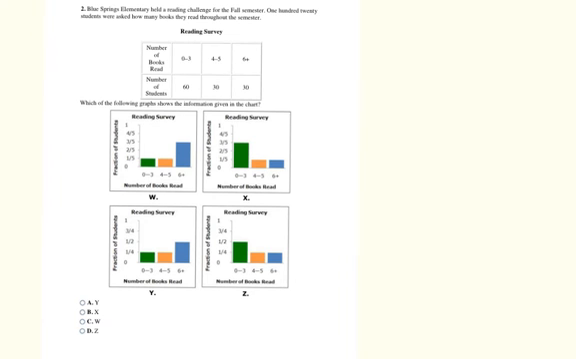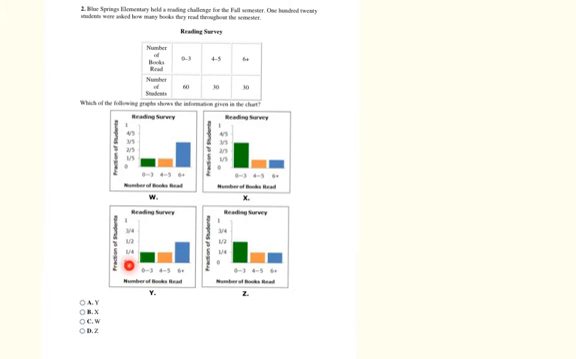This problem here says Blue Springs Elementary held a reading challenge for the fall semester. 120 students were asked how many books they read throughout the semester. Which of the following graphs shows the information given in the chart? So I'm just matching this chart to which of these histograms. So I'm looking for a bar above 0 to 3 that shows 60 students.